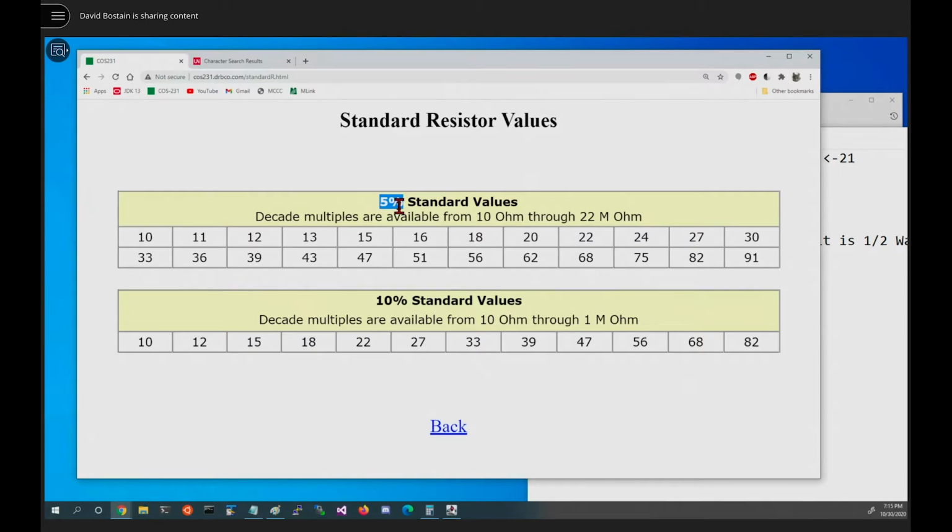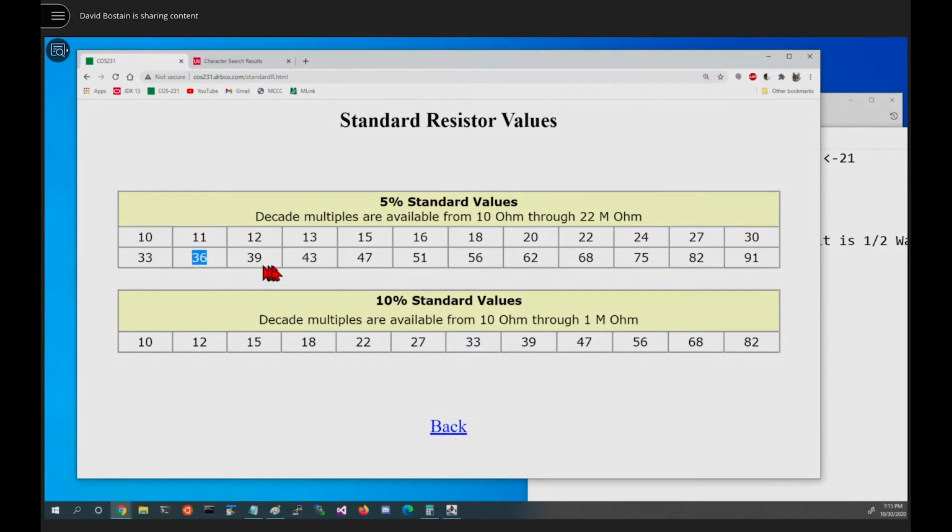Now in real life, even though I could get this, I might specify it to be either a 33 or a 39 because both of those are available also as 10% values. If I were prototyping something, I want to make sure when I go to the store, I can actually get it and don't have to go back.